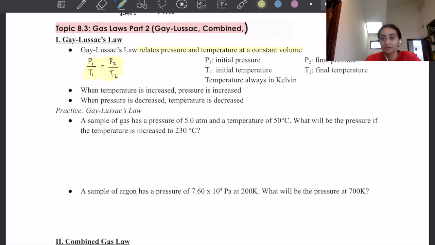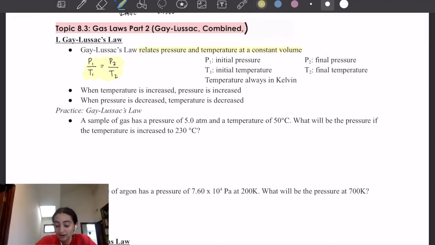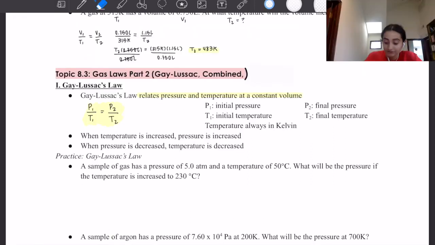Staying consistent with the rest of our units in these past gas laws, initial pressure is represented as P1, initial temperature is T1, final pressure is P2, and final temperature is T2. Just like Charles's law, the only constraint on units is that temperatures must always be in Kelvin.